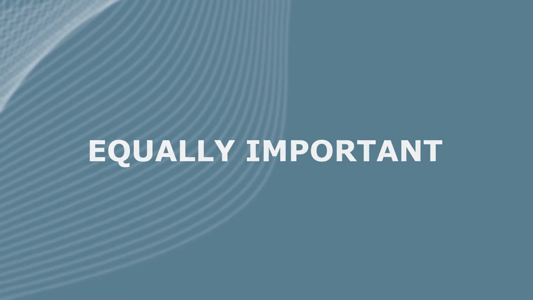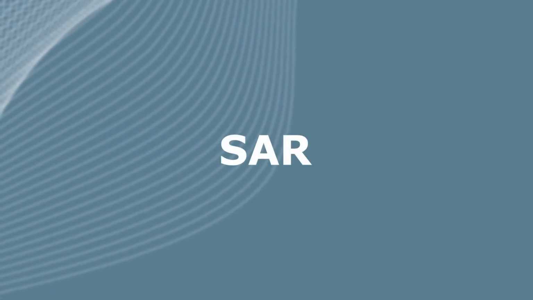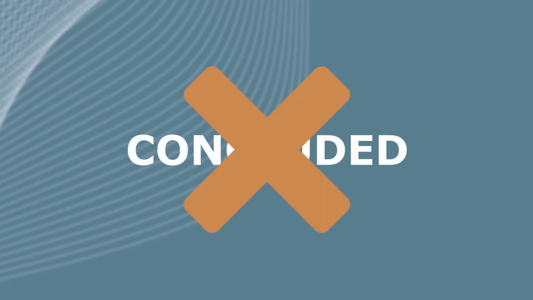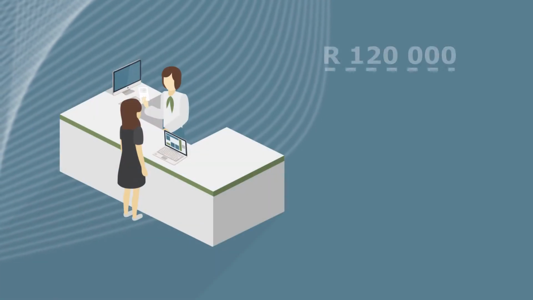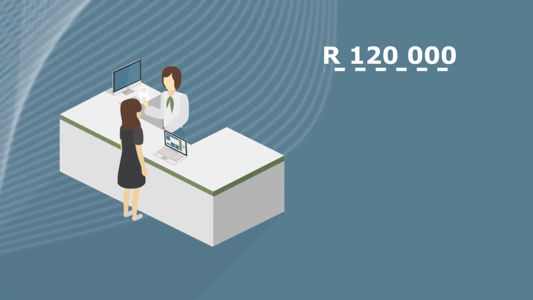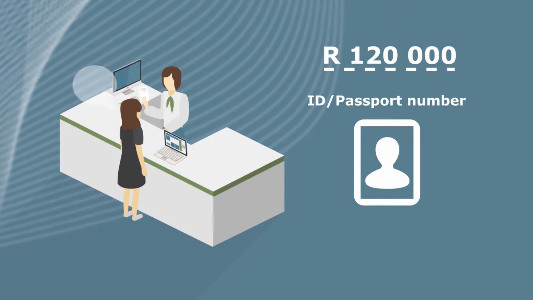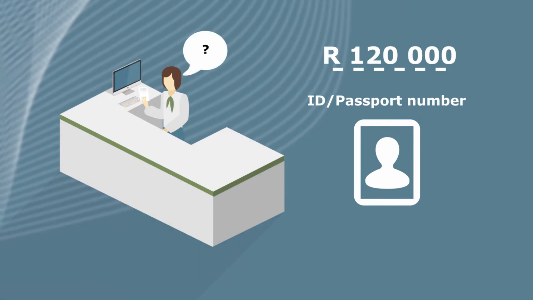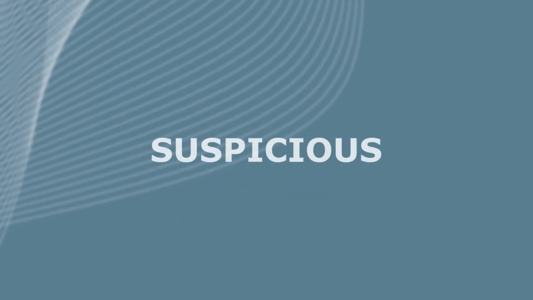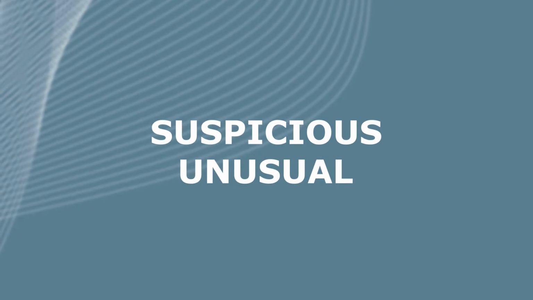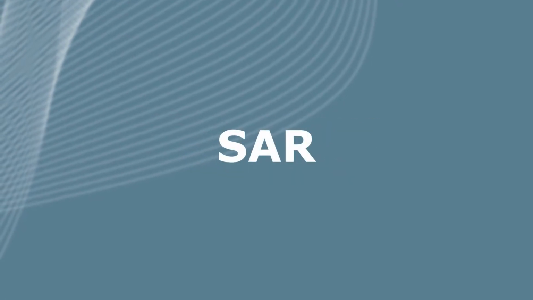There is a second report that is equally important to keep in mind, called the SAR. You will submit a SAR where a transaction was attempted but has not been concluded. Let's say Ms. C is not a client of institution Y and wants to make a purchase of 120,000 rand. But after being asked for her identity or passport number, she refuses to provide it and walks out. No transaction was concluded, but her behavior is suspicious and unusual. This will then be reported as a SAR.